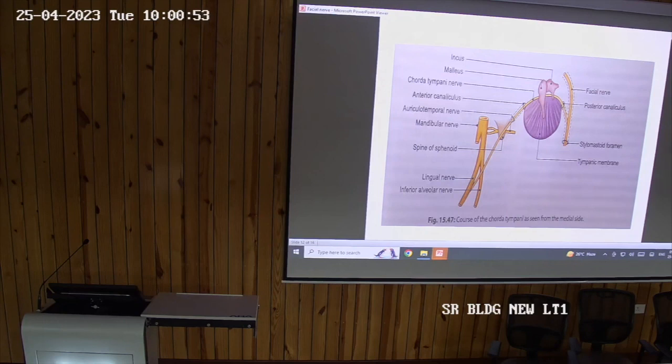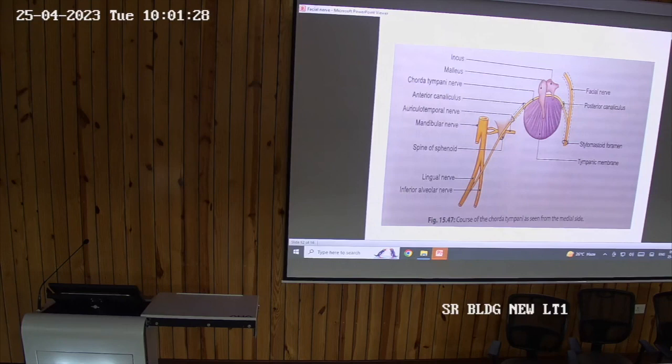The chorda tympani nerve has two types of fibers. One is the preganglionic parasympathetic fibers, supplying the secretomotor fibers to the sublingual gland and submandibular gland. Another is the special somatic afferent, which carries the taste sensation from the anterior two-thirds of the tongue.